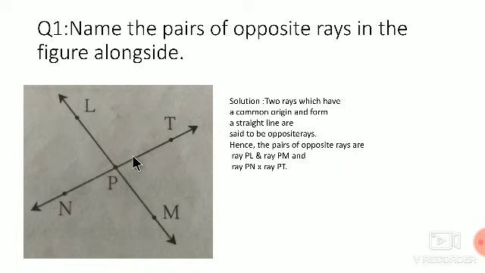This LPT and the NPM are vertically opposite. Another pair is LPN and TPM, which are vertically opposite angles. And its property is that the measure of the vertically opposite angles is equal, or they are congruent.